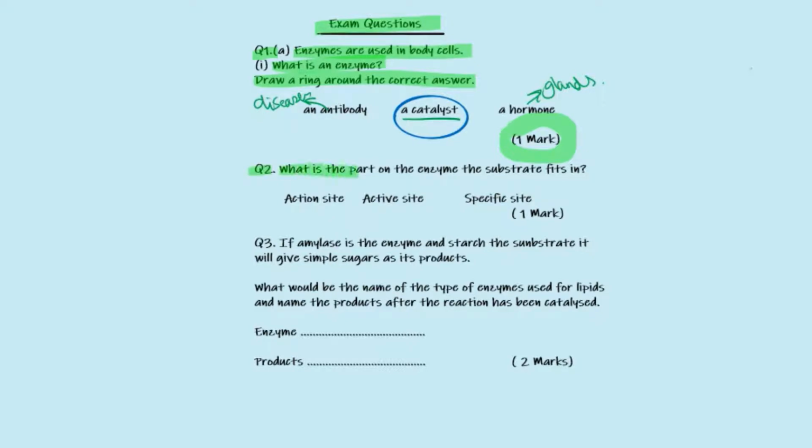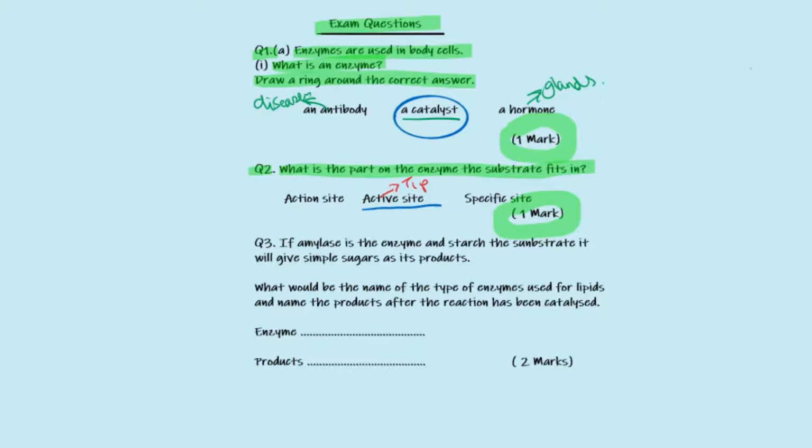Question 2. What is the part on the enzyme the substrate fits into? Is it an action site, an active site or specific site? And this is worth 1 mark. So if we think back, the answer is active site. So to remember this, use the tip. For the enzyme and substrate to become active, it needs to attach onto the active site.